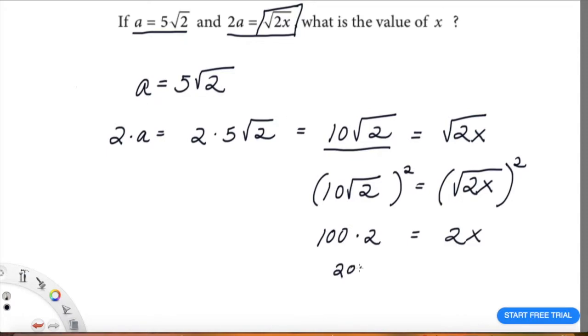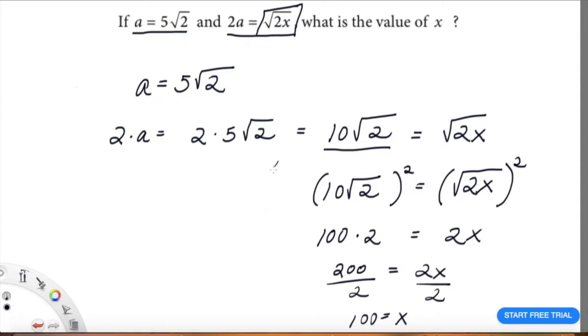If you didn't quite see that, you could just multiply this out. 100 times 2 is 200, equals 2x. Divide by 2 on both sides, and get 100 equals x.